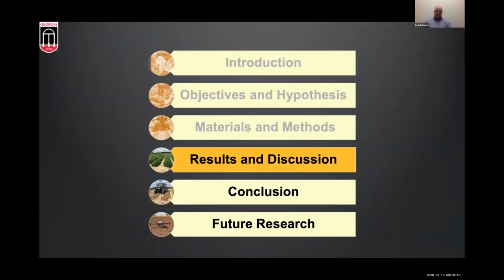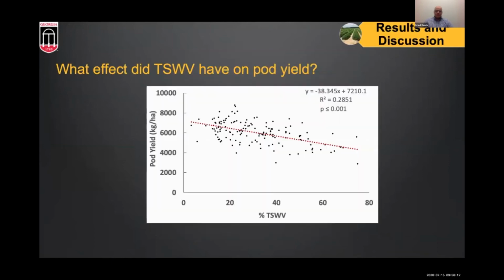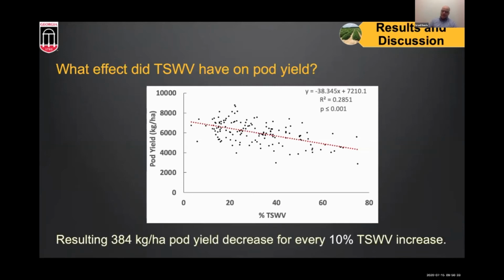We'll now move into the results and discussion. What effect did TSWV have on pod yield? The y-axis shows pod yields in kilograms per hectare, and the x-axis shows TSWV percent. It has a negative relationship with a p-value of 0.001, and it shows us that for every 10% increase in TSWV, there was a 384 kilogram per hectare pod decrease.